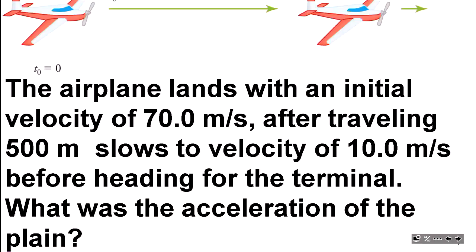One more problem. The airplane lands. When it touches the ground, touchdown, the speed is 70 meters per second. When it slows down to 10 meters per second, it travels 500 meters. And, well, find everything, basically. So, after having read this, what do you do?